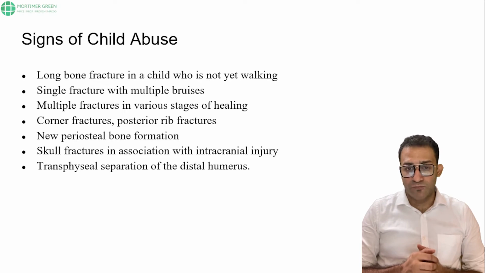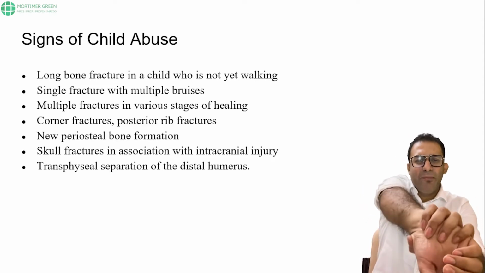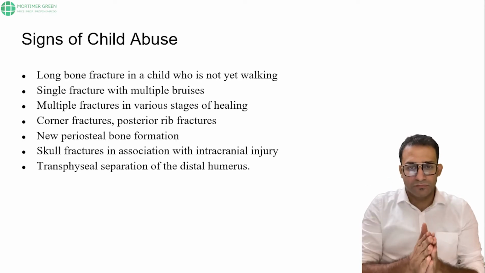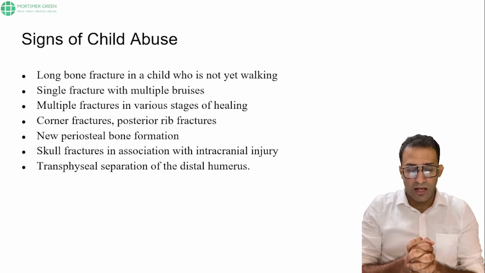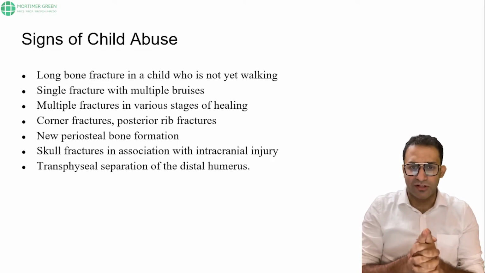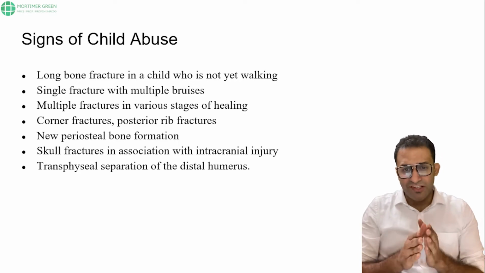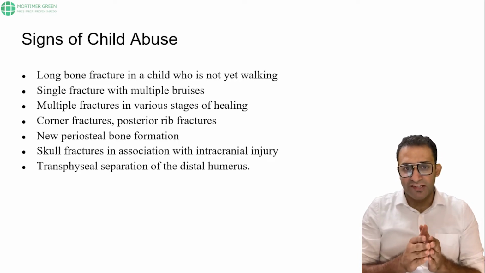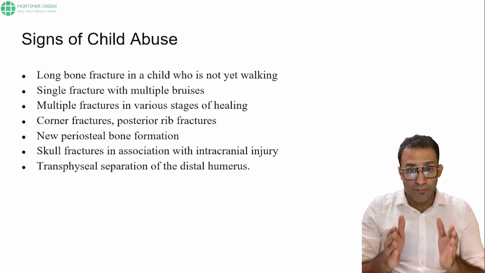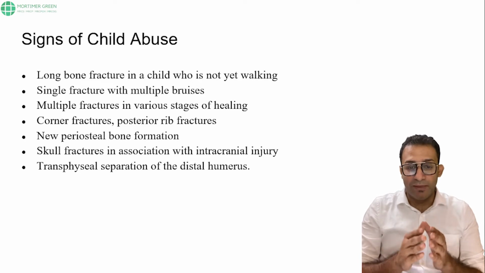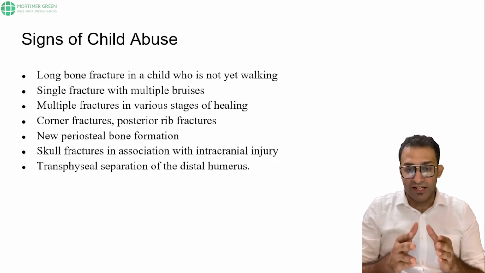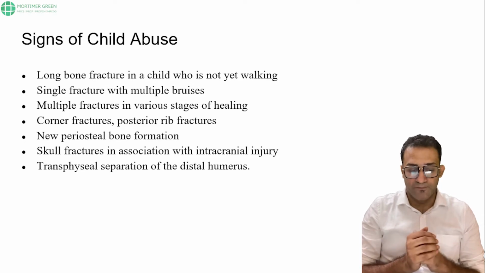Corner fractures. What is a corner fracture? Or transphyseal separation of the distal humerus. Basically, Salter-Harris fractures, metaphyseal injuries, where the child's arm is twisted by the abuser, by the carer. This is a very common injury and is very diagnostic of child abuse. At this point, I must of course emphasize that you should rule out metabolic abnormalities and bony abnormalities before blaming the parent or the carer. But yes, these should induce suspicion.